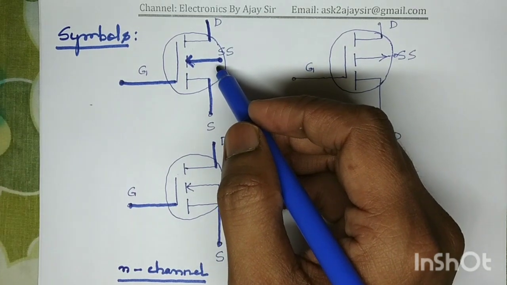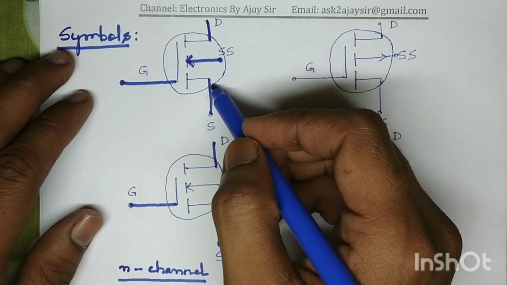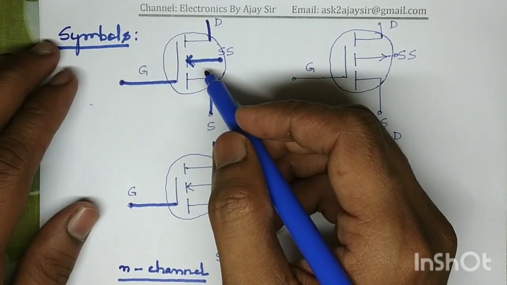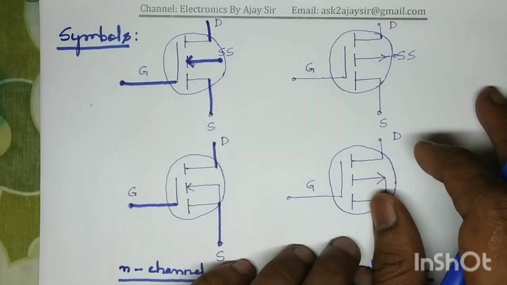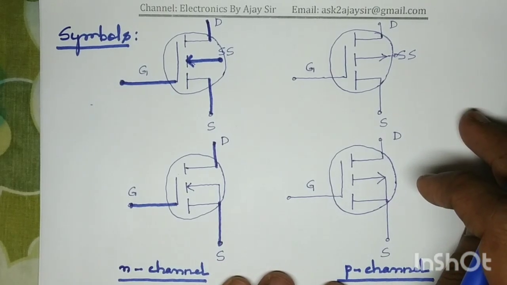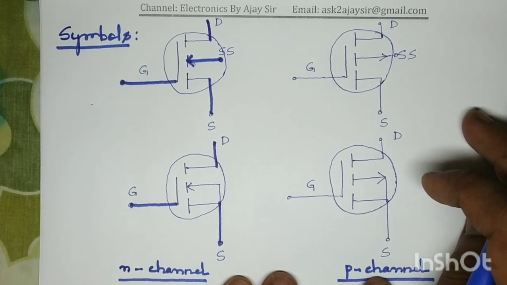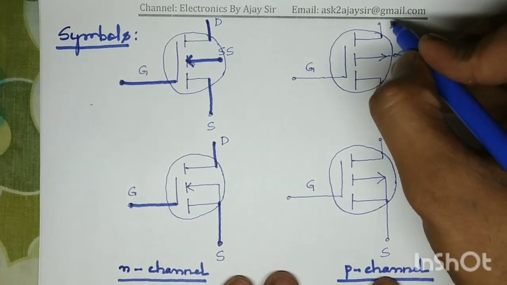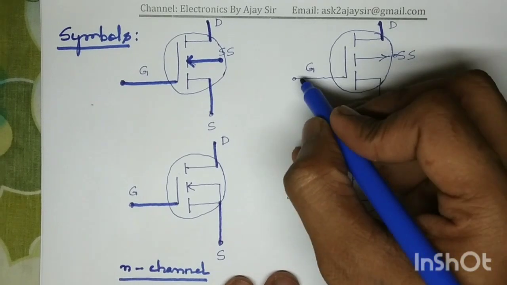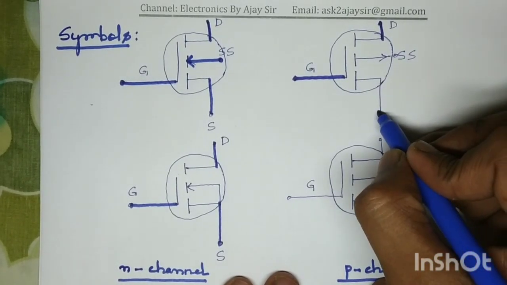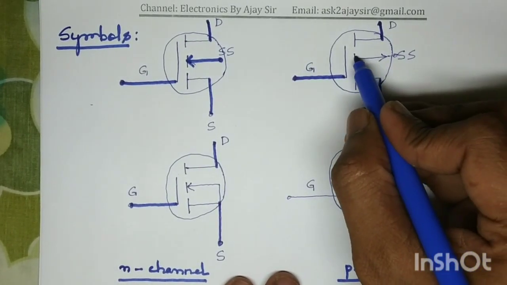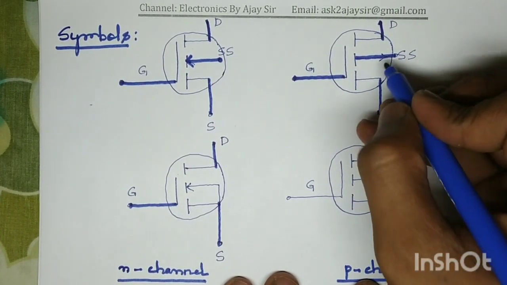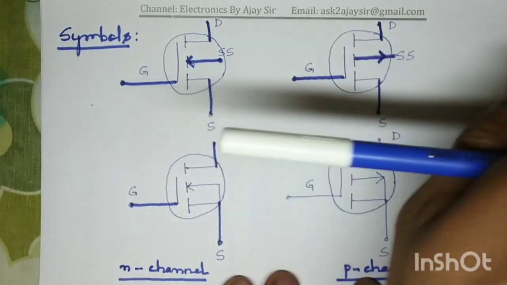It means the substrate can be connected at some different potential compared to the source, and hence in this symbol the body bias effect can be present. Next, coming to the P channel enhancement type MOSFET. In the first symbol, this is the drain terminal, this is the gate terminal, this one is the source terminal, and this is the substrate terminal, and the arrow for P channel enhancement type MOSFET is in this forward direction.